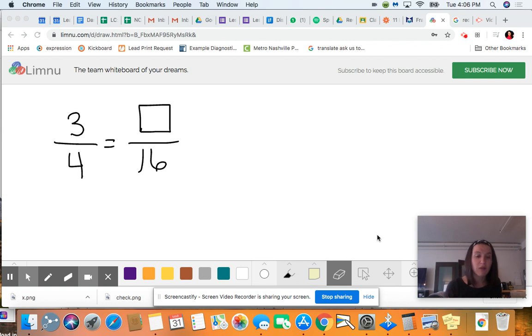Okay, now this problem looks different because this time I have one fraction and then I have another fraction that is missing the numerator. So this time the question isn't quite the same. What do you think I'm trying to do in this particular problem?